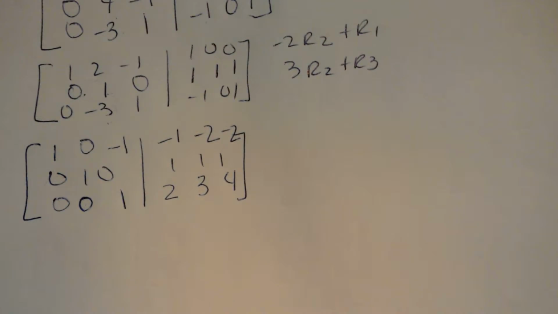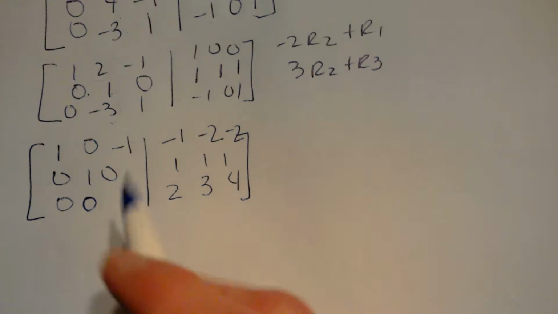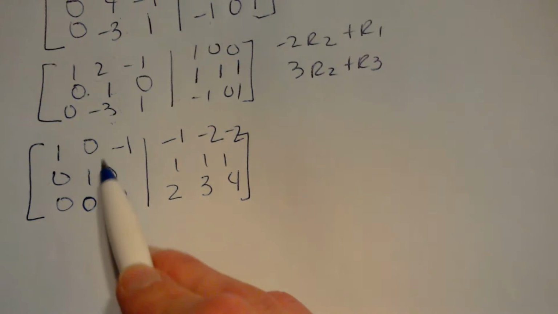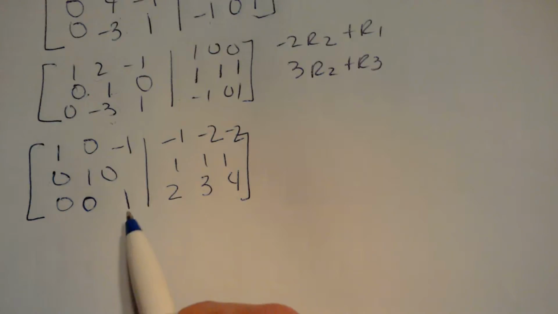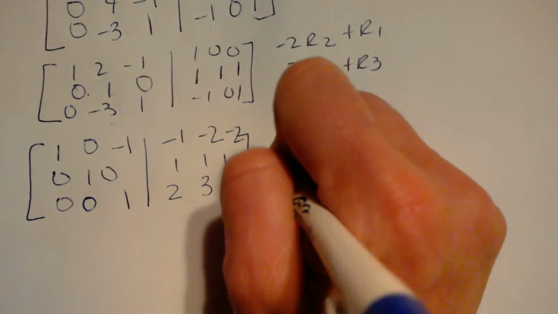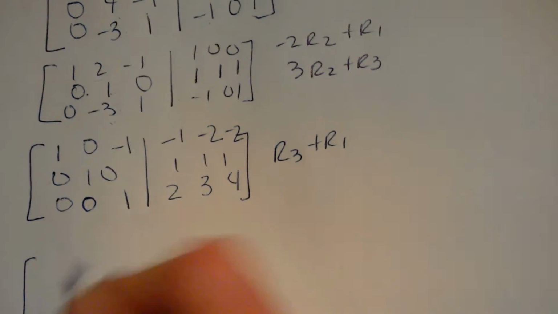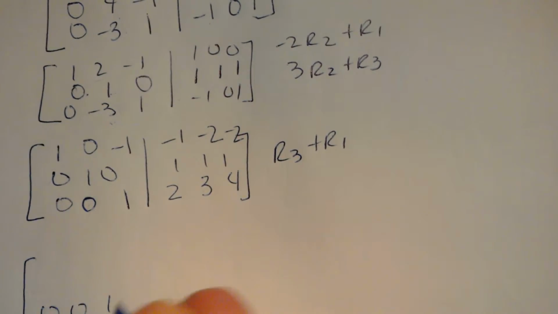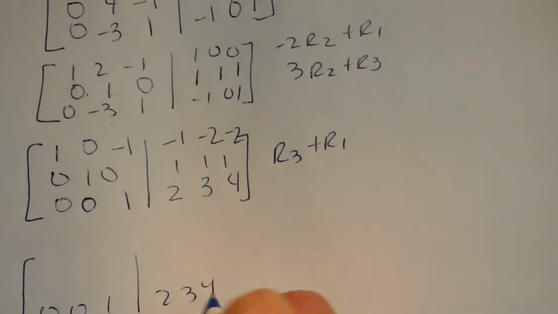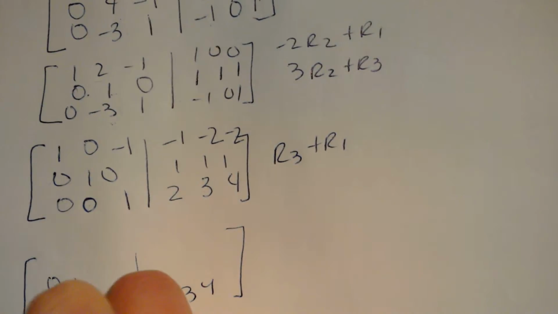And so now the only thing left is we need to get a 0 there. So if I just add these two rows, so I'm going to take row 3 and add it to row 1. So leave row 3 alone. Leave row 2 alone.